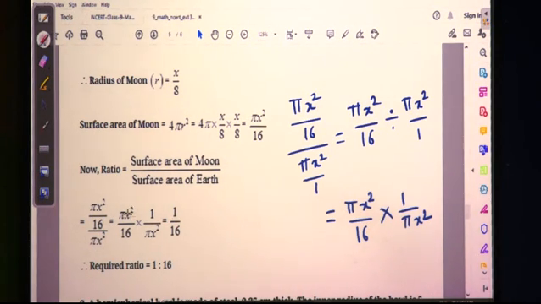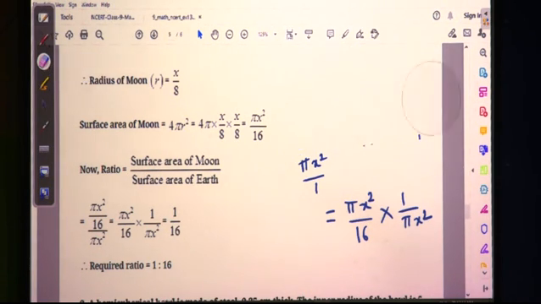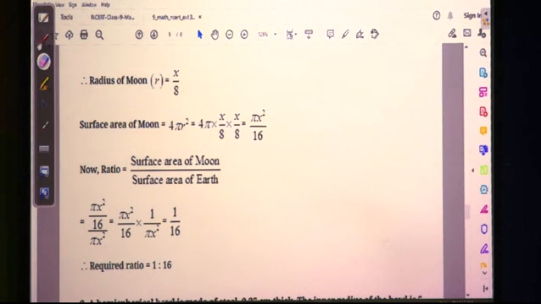The same happens here, pi x square upon 16 into 1 upon pi x square. How this happens? This happens in this way. I guess the concept is clear. Proceeding further for the next sum.